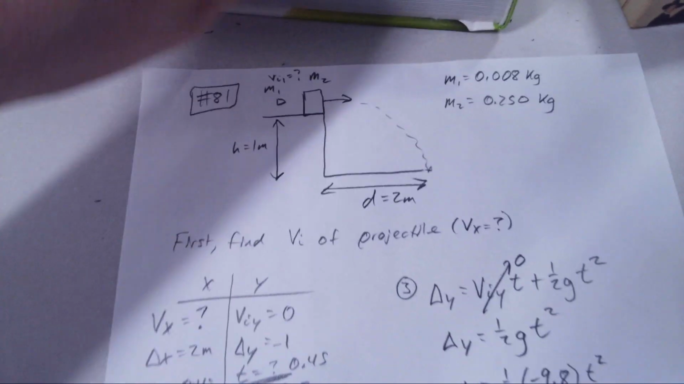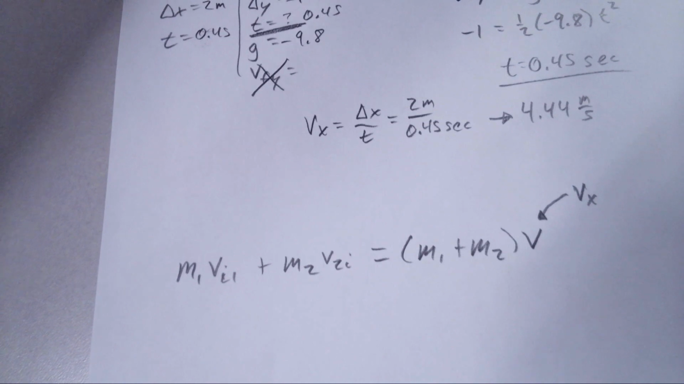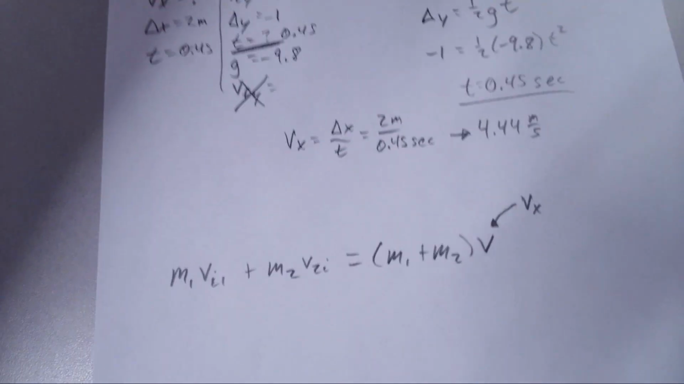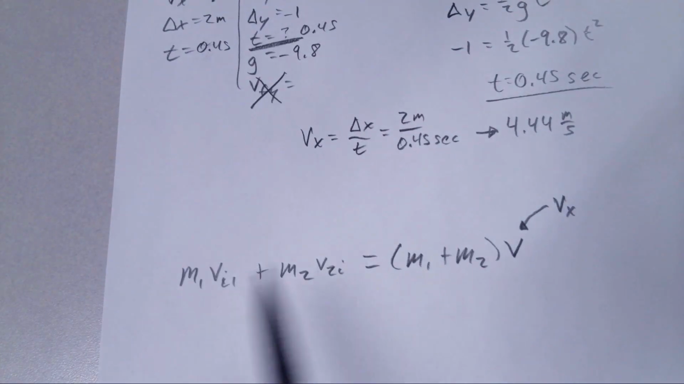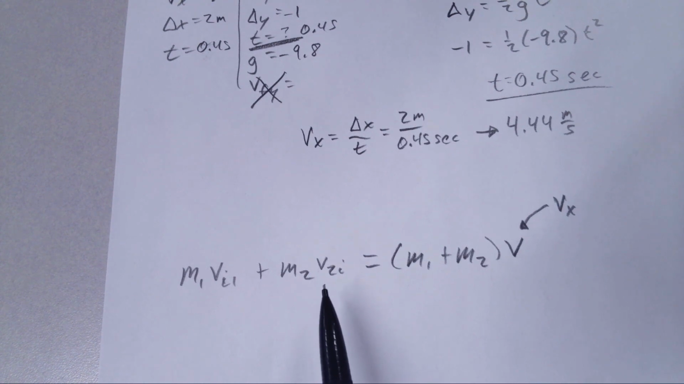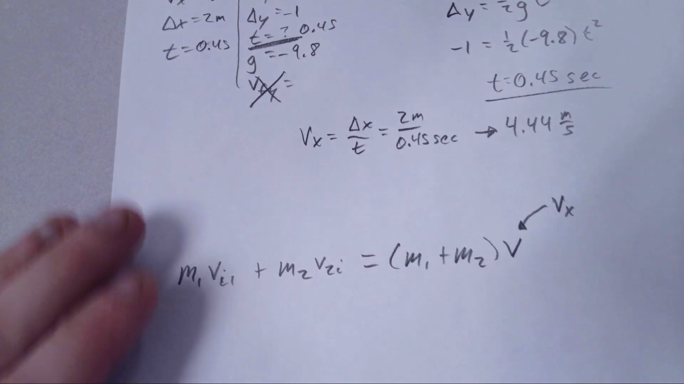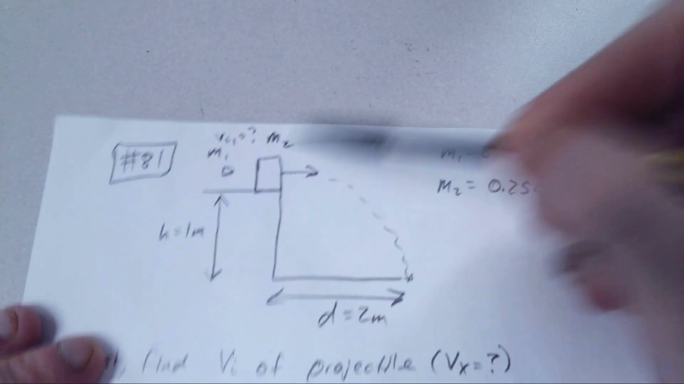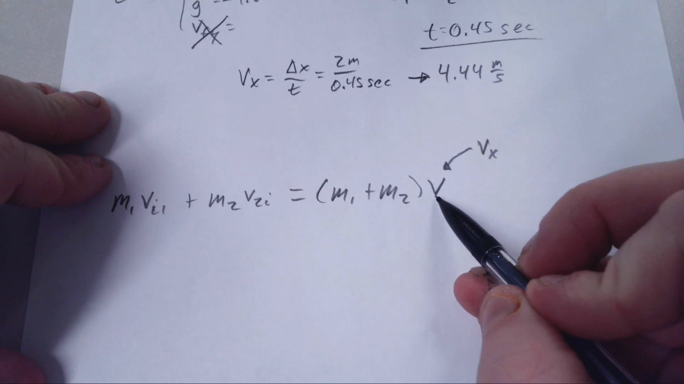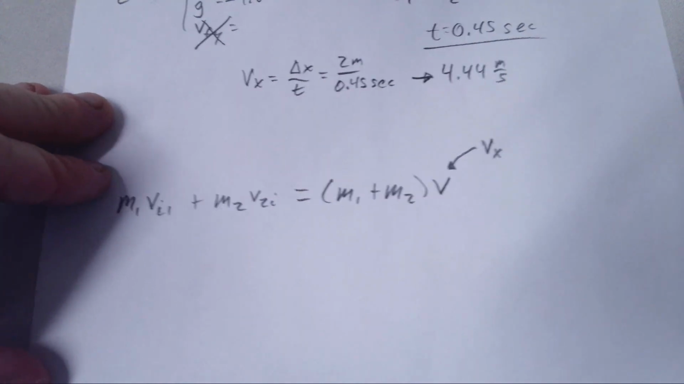Now, how does that help us? The reason it helps us here is that this is an inelastic collision. Here's the momentum of the bullet before. Here's the momentum of the block before. Here's the momentum of the combined masses. This velocity is how fast the combined masses are moving once they collide together. So we know V. So let's figure out what we know in this.